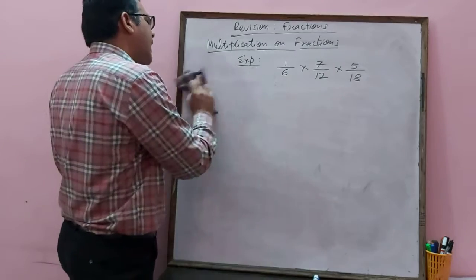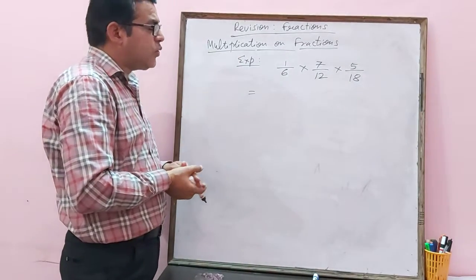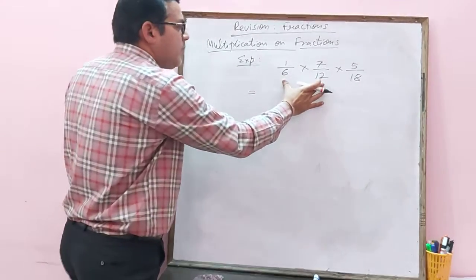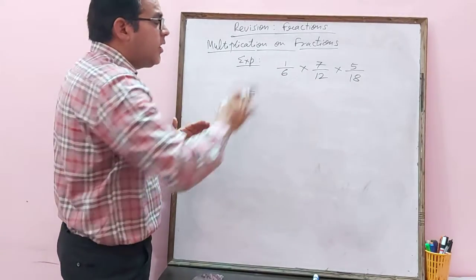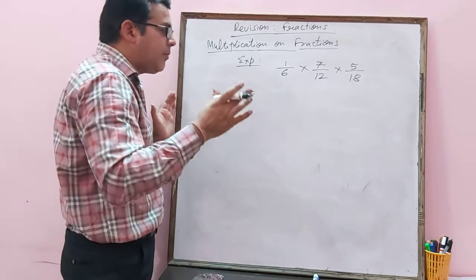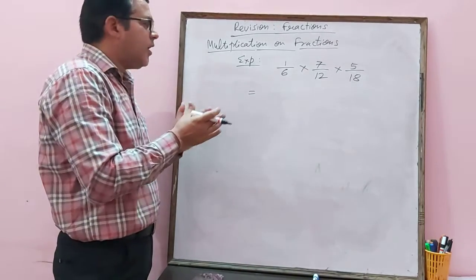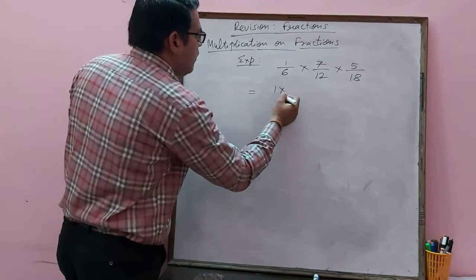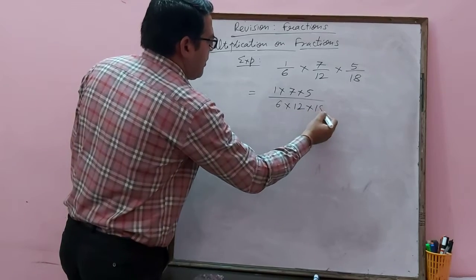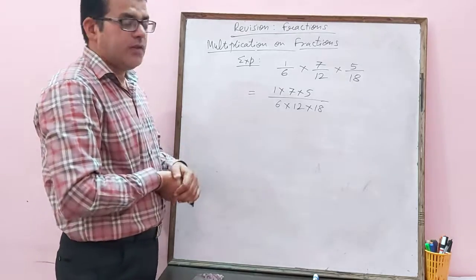So this is the first method, and since both operators are multiplication, we can also multiply all three together. Two methods are there. Either first you multiply these two, then whatever product comes, you can multiply that product with 5 by 18. This is the first method. And in the second method, we can multiply all three together. If you multiply all three together, it will make our sum easier. So we can multiply all three numerators together and all three denominators together. This is, I think, simple.